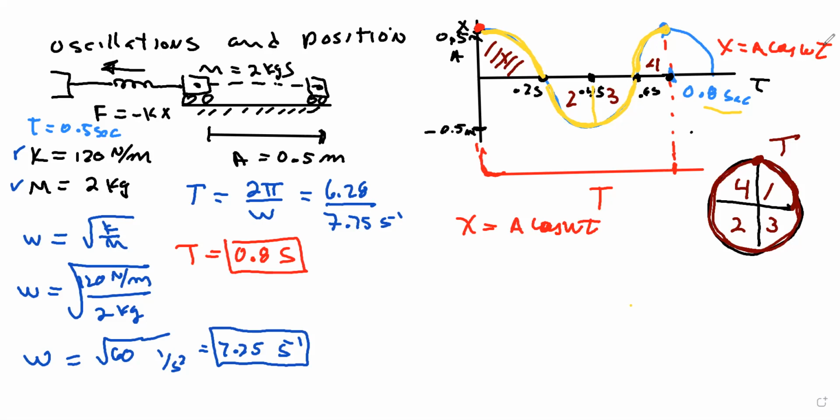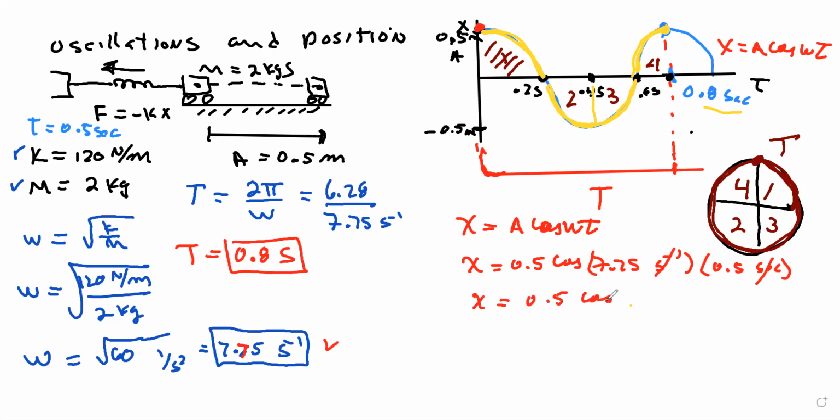And we're not going to talk about phase angles right now. We'll do that later. So now x is going to be equal to 0.5 cosine of, well, we got the angular frequency. The angular frequency is 7.75 right here. So it's going to be 7.75 seconds to the minus 1. And the time that we are interested in is 0.5 seconds. Okay, and seconds are going to cancel with seconds to the minus 1. So x is going to be equal to 0.5 cosine of 7.75 times 0.5 is going to give you 3.88 radians, because this is going to be in radians.